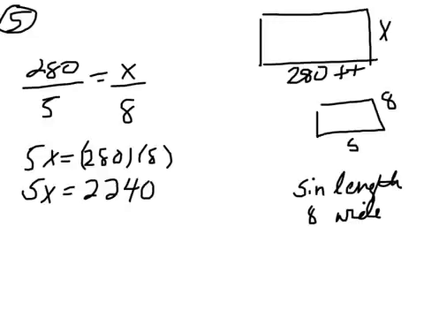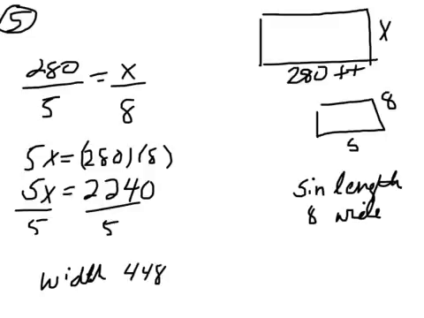So I'm getting this number. So if I divide both sides by 5, I should get my width, and I'm getting a width of 448, and the book has the answer is 175. So I must have assumed wrong. And let's do this. Then that must mean that maybe 5 is the width and 8 is the length. Let's try it that way.